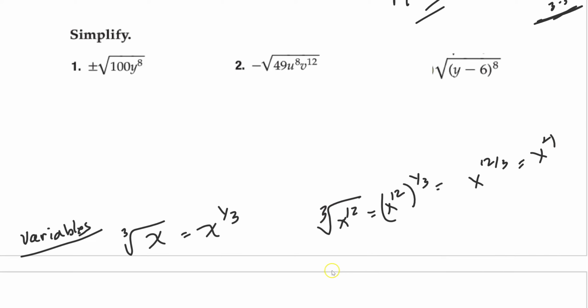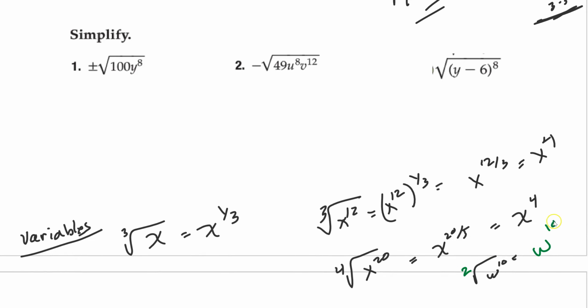So if I give you something like the 4th root of x to the 20th, all you have to do is say x to the 20 divided by 4, which is x to the 5th. And what if there's no root there, like w to the 10th? Remember, no root is the same thing as the root of 2. Square root is 2; you need 2 things to combine. So this is going to be w to the 10/2, also known as w to the 5th.